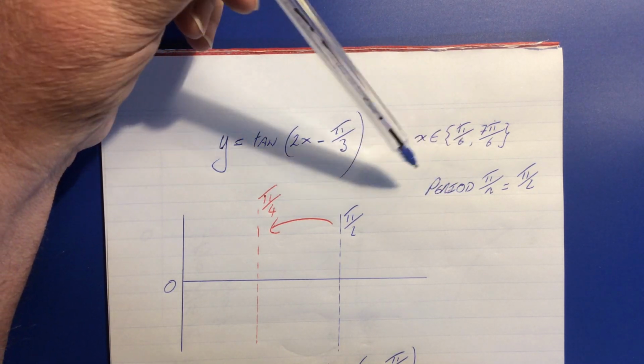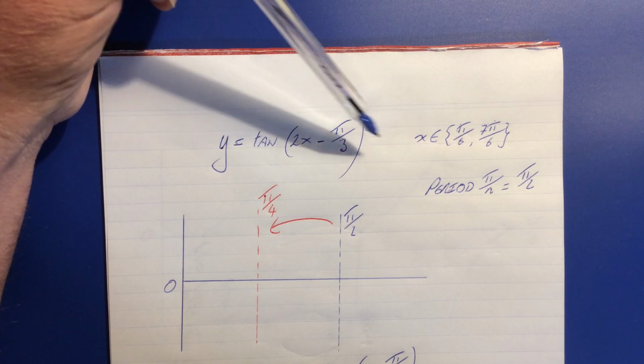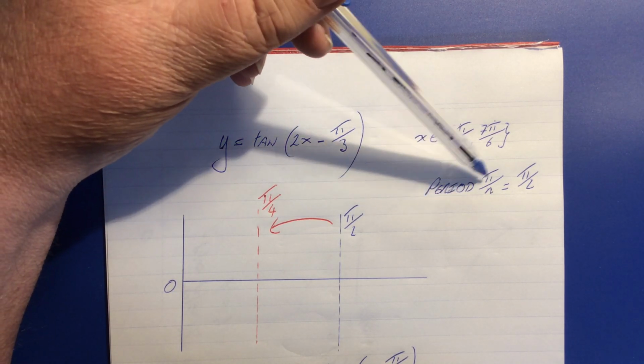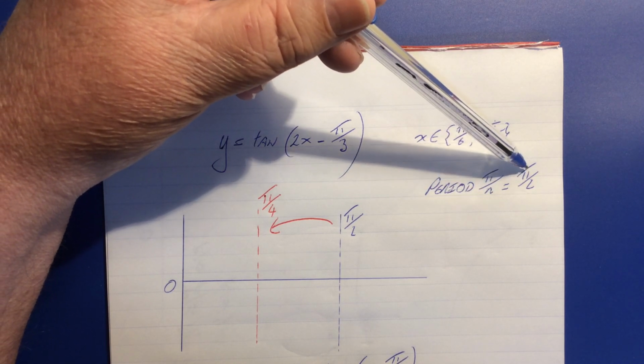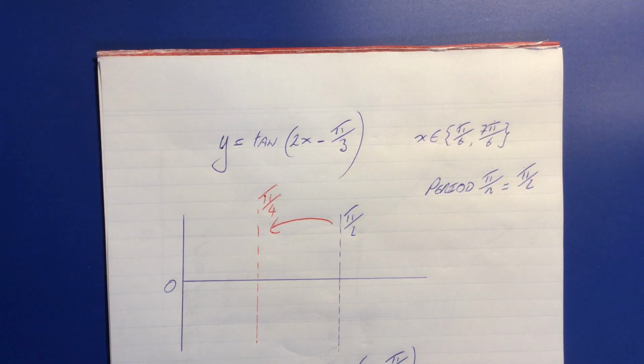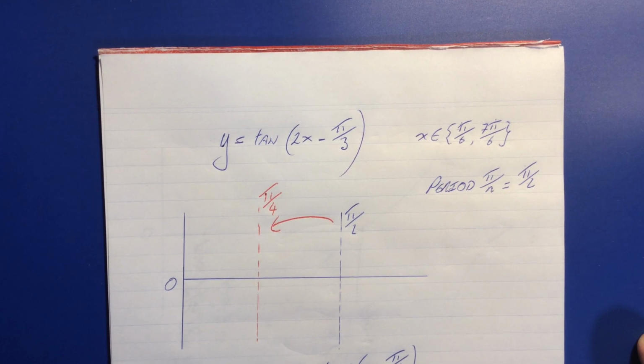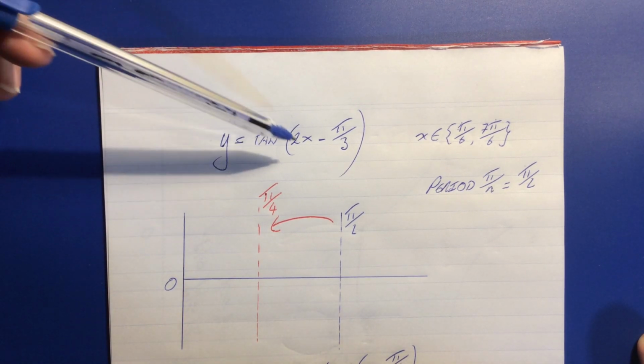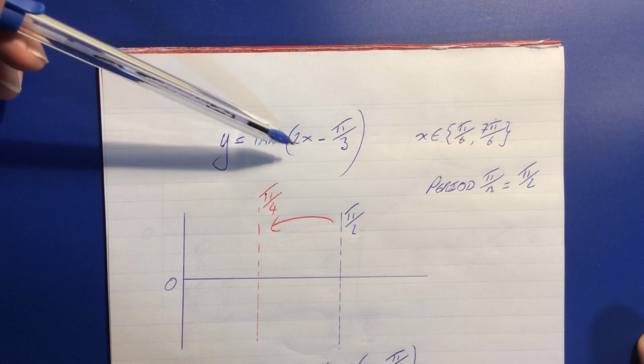The period of this function is given to us by pi on n. So the period is pi on 2. And one of the things that I find really helps me when I'm setting out a tangent graph is to figure out where one asymptote goes, and then I can work a period in either direction and just keep going for as long as I need to. So this is a two-step process in this case because of what we have here in the brackets.